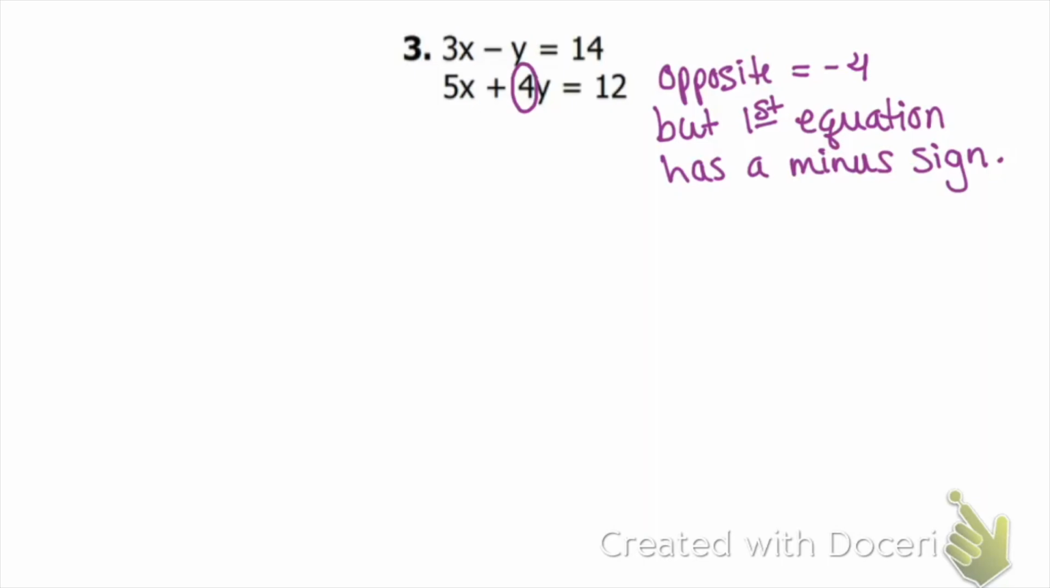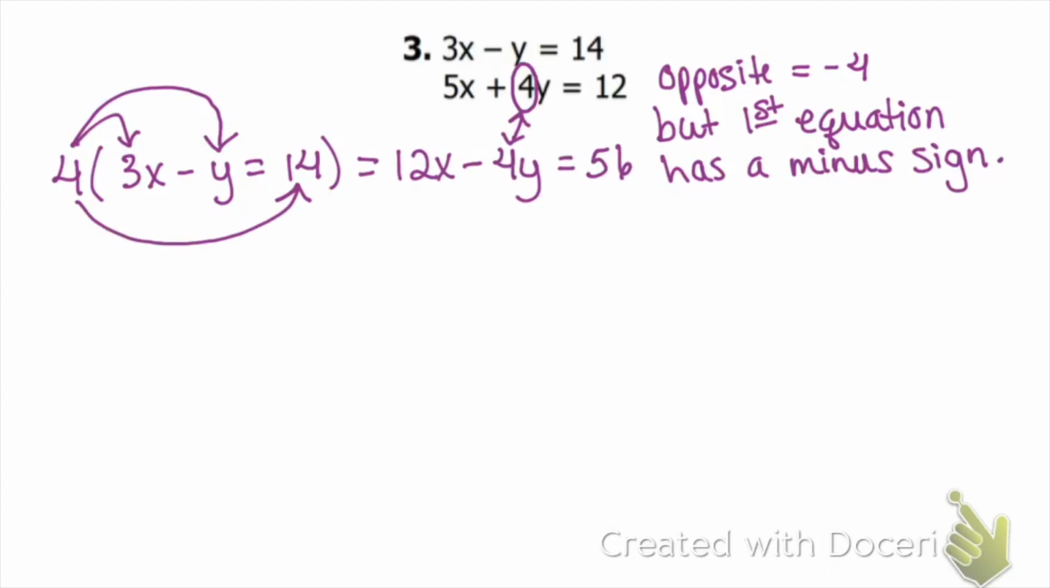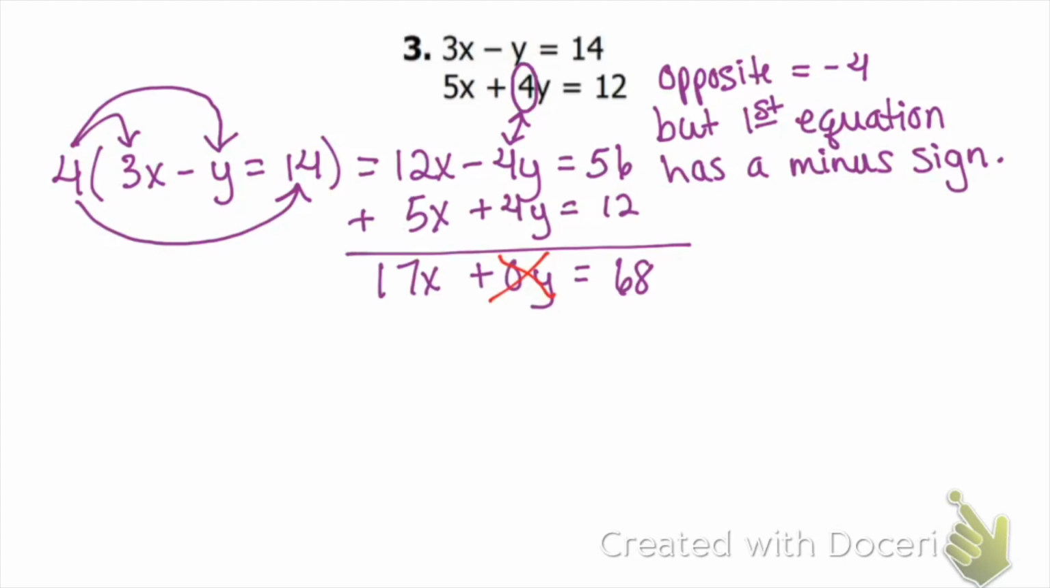So because the minus sign is already there, all you have to do is multiply by 4 on the top. So when you do, you end up getting 12x minus 4y equals 56. And you notice how the middle term now is negative 4y, and the second equation has a positive 4y. So when we add those two together, it will get rid of the y's, which is our goal. So now we're just going to add them together, and you get 17x equals 68 because the y term cancels out. Divide by 17, and you get x equals 4.